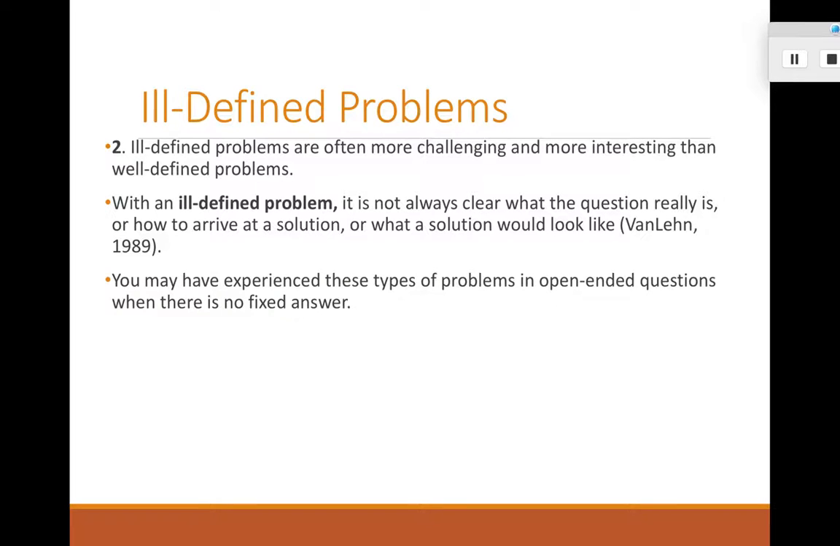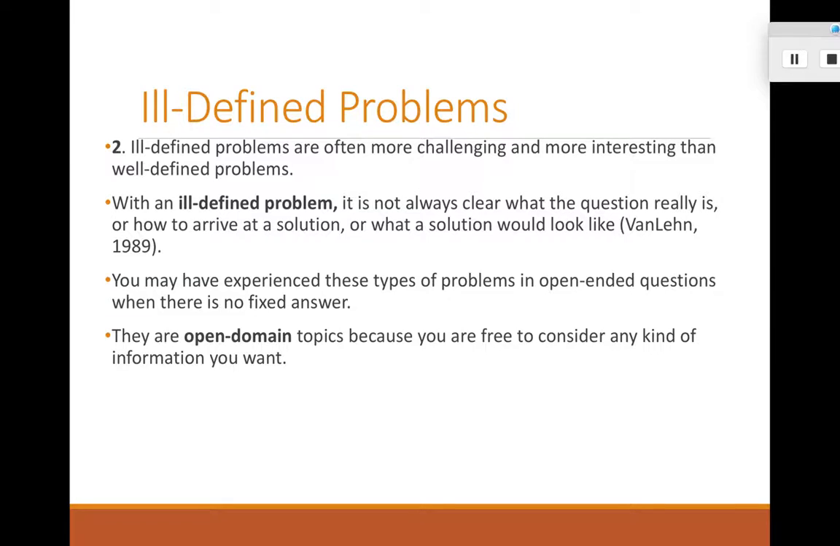Now, you have experienced these types of problems many, many times in your lives, and quite a bit in open-ended questions where there is no specific fixed answer in terms of an exam. So for instance, this semester during our exams we've had long answer questions, and these are open-ended questions. So pretty much anything that you write may potentially lead you to answering that question correctly, but there may be times where some of the information that you write may not lead you to the right answer. So here, open-ended questions become an ill-defined problem and allow you to use creative techniques or methods to solve the problem.